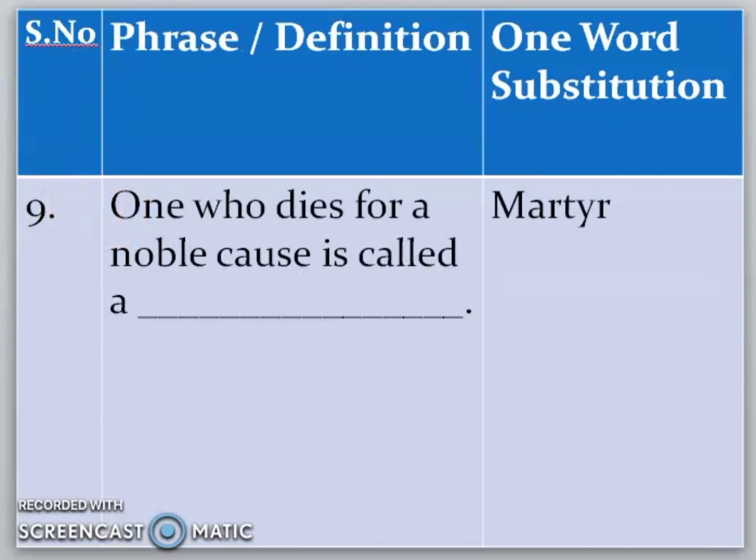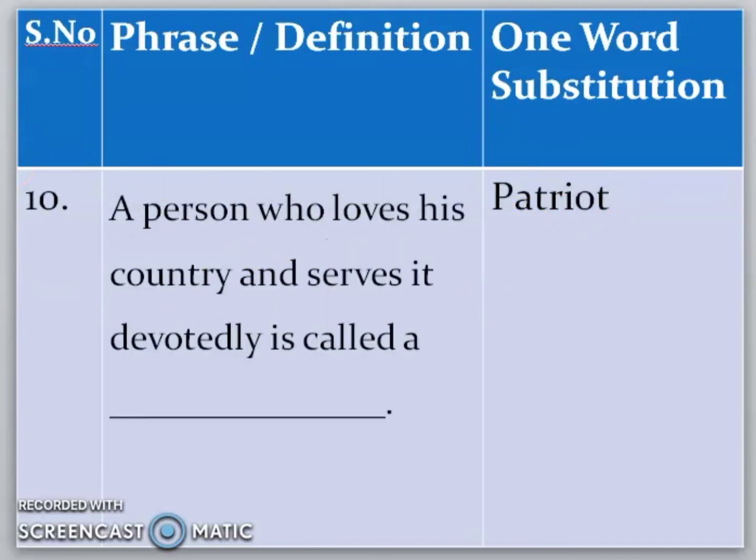Let's move to the next. One who dies for a noble cause is called a dash. Such a person is called martyr, right? Next, this is going to be the last one for today's lesson. A person who loves his country and serves it devotedly is called a dash. Such a person is called patriot. All right.